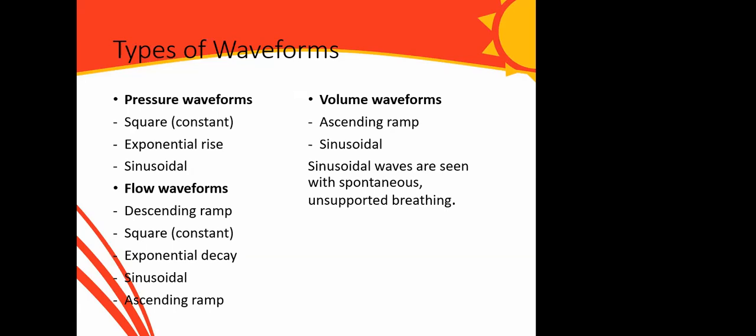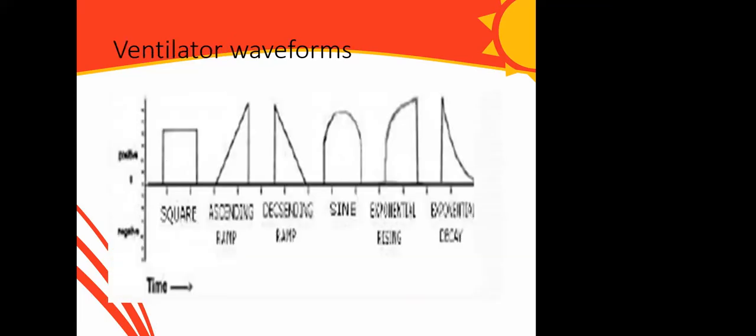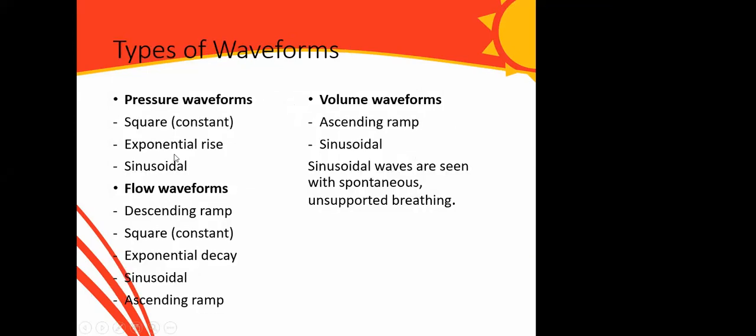So we have different types. We have the pressure waveforms, the flow waveforms, and volume waveforms. Most of the time, the pressure waveforms are either square, like what we saw earlier on, or exponential rise, or you can even have the sinusoidal. So the pressure waveforms come in 3 different formats.